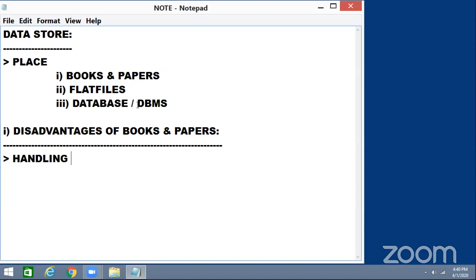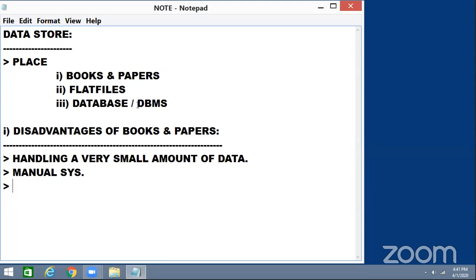First point: handling a very small amount of data. Second one: it is a manual system.